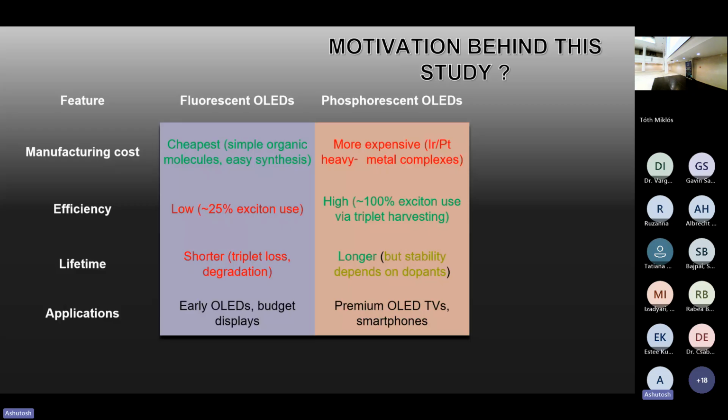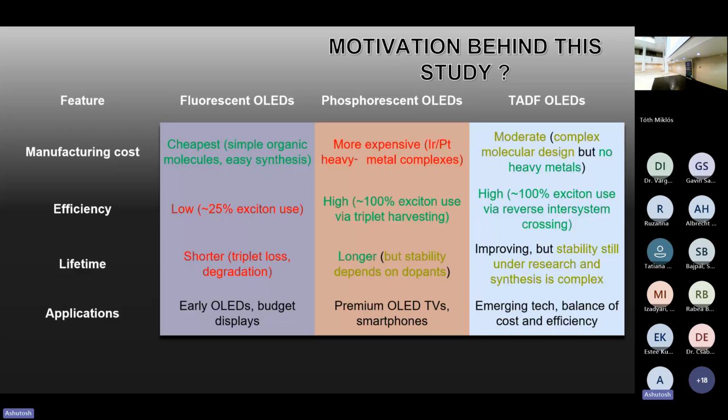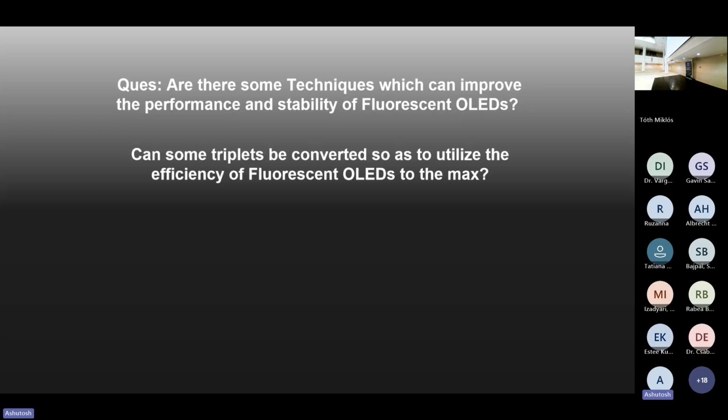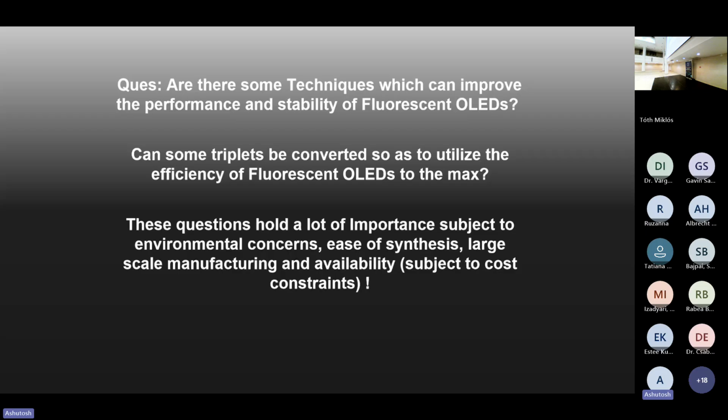And then there are more recently explored TADF OLEDs, which are moderate in cost, but very complex to produce. So some fundamental questions arise out of it. Are there some techniques which can improve the performance and stability of fluorescent OLEDs? And can some triplets be converted so as to utilize the efficiency of these fluorescent OLEDs to their maximum? Now, these questions are very important if we take into consideration the environmental concern, the ease of synthesis, large-scale manufacturing, and availability throughout the globe.